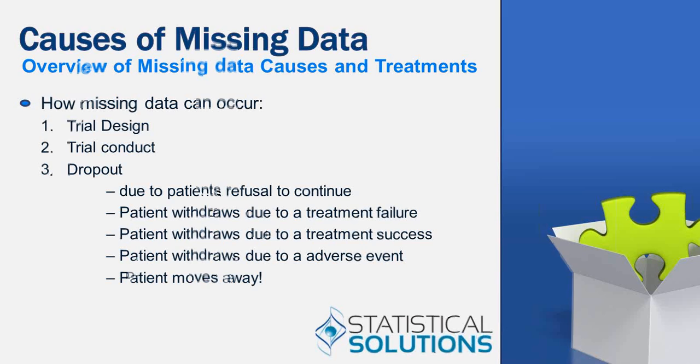This is really dealing with information that you intended on gathering and that wasn't collected for whatever reason. So there are different areas where the missing data can occur. It can crop up in issues with your trial design, and it can crop up in issues with trial conduct.